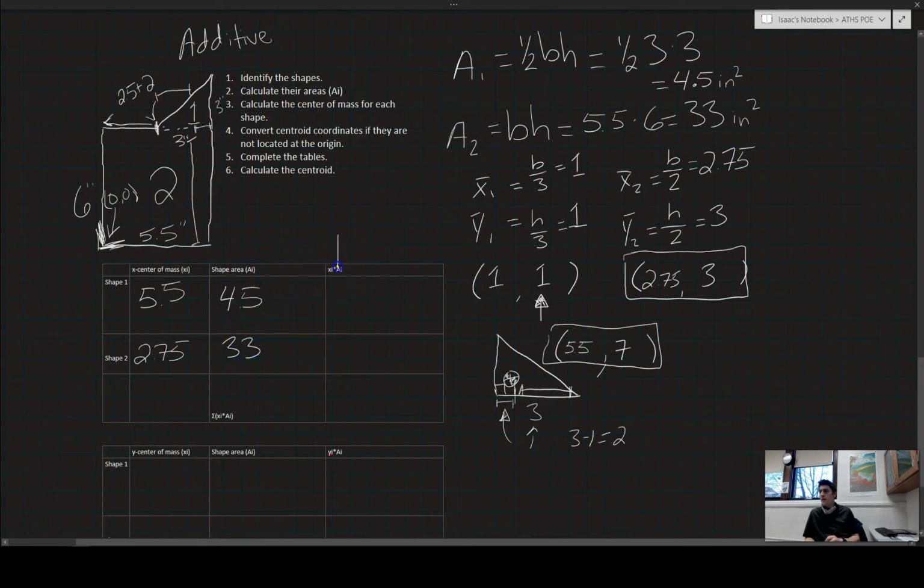Now, this right here says xi times ai. And all we're going to do is just multiply these two numbers together and these two numbers together. So 5.5 times 4.5 is 24.75. And 2.75 times 33 is 90.75.